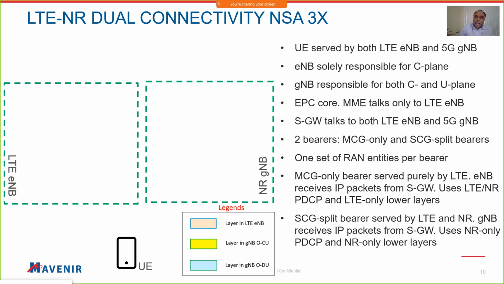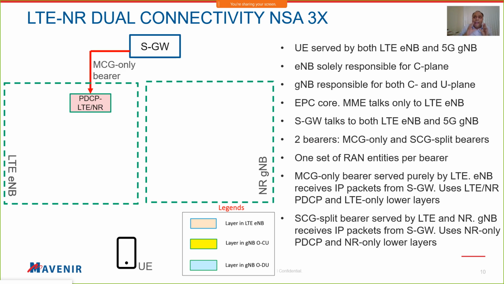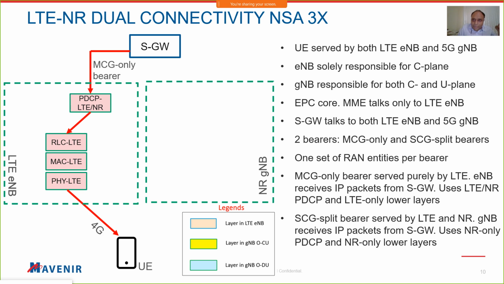Now, if the LTE node B were to alone handle data transmission, what happens is the PDCP layer of the LTE node B receives IP packets from the S gateway, and then it transmits the IP packets through the lower layers of the LTE to the user equipment. Now, this data bearer is called an LTE only bearer.